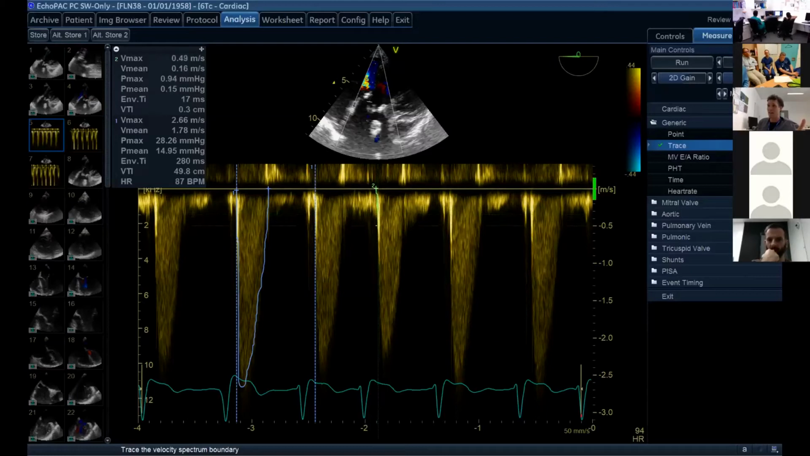And then the next thing to suggest is don't look at the cursor. Look about 3 centimeters distal to the cursor. So you move the cursor where your eye is moving.